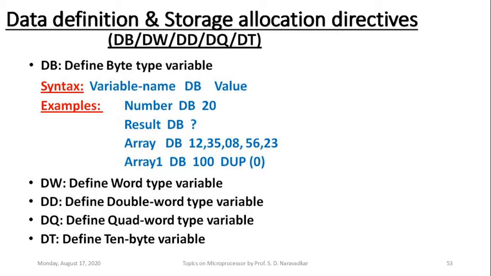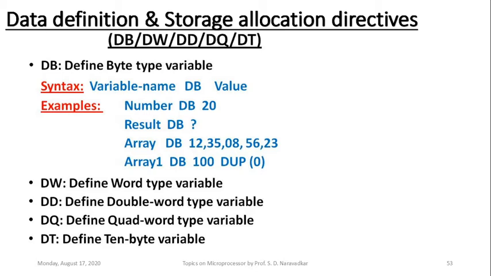Then next is DQ, that is define quad word, which means 64-bit. For the variable we assign a 64-bit value. Then last is DT, that defines a 10-byte variable here. The variable name is assigned with say 10 bytes. It means that a total of 10 memory locations are reserved here for that corresponding variable.